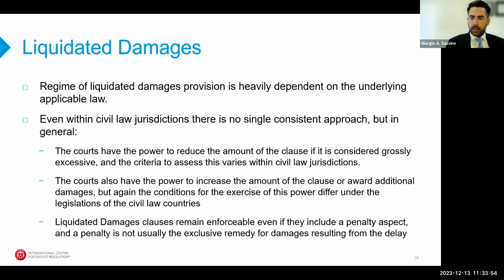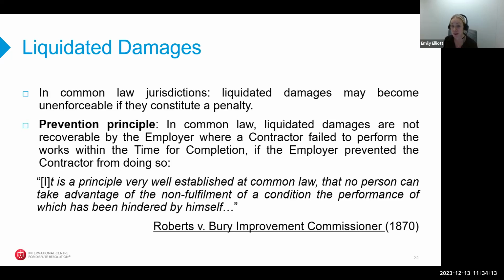Thank you, Matilde, for that introduction to liquidated damages in the civil law perspective. Emily, is there a different perspective in the common law? Yes, well, I think it's important to bear in mind that under common law, liquidated damages may become unenforceable if they constitute a penalty. So under English law, liquidated damages would only be unenforceable as a penalty if the sum agreed was out of all proportion to any legitimate interest of the innocent party.